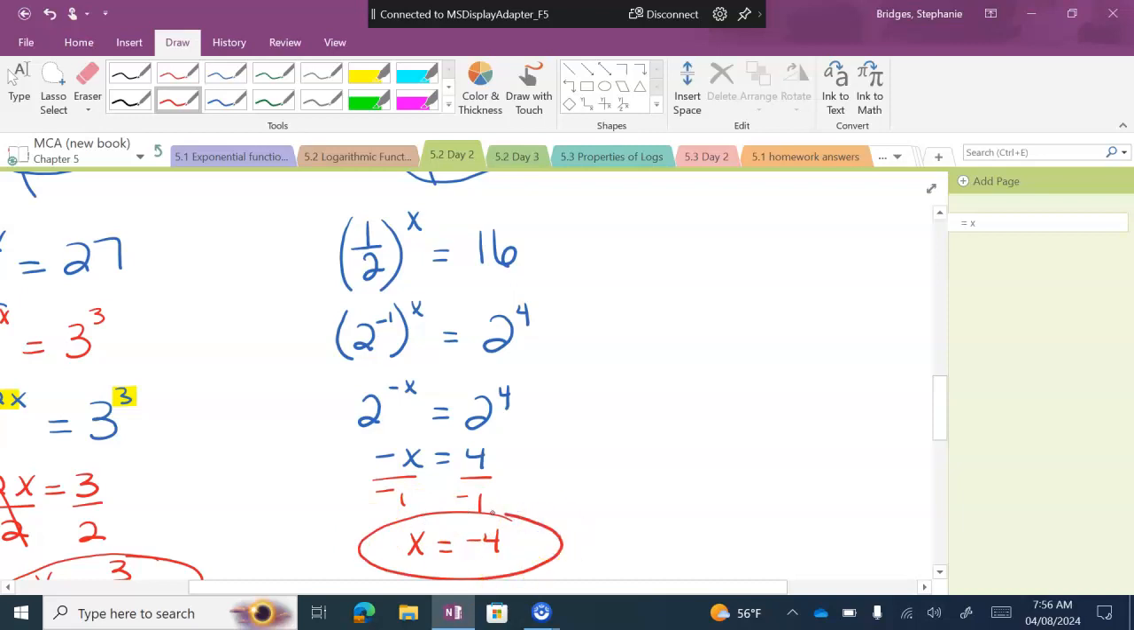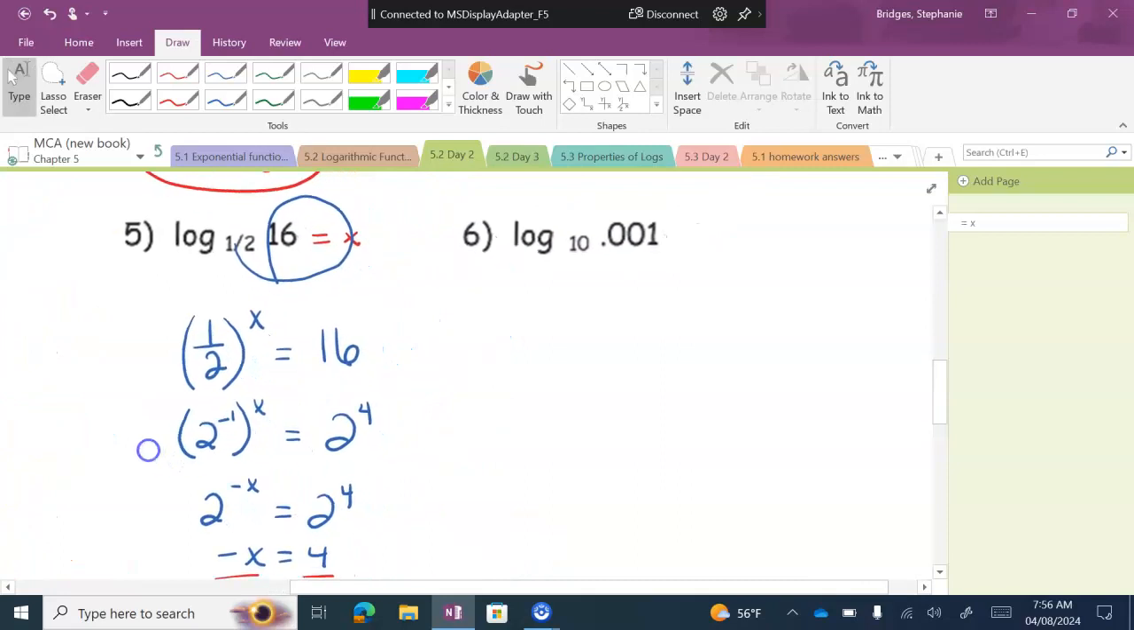Everybody kind of okay with that? Sort of? Okay. All right, let's take a look at 6. This is also another one that tends to cause some issues. Set it equal to x, take it to exponential. That's the very first thing we want to do. Every time it says evaluate, that's what we do. Set it equal to x, take it to exponential.